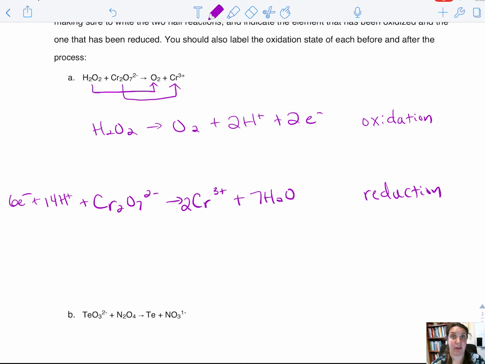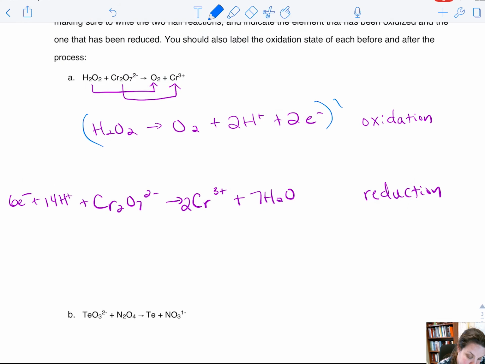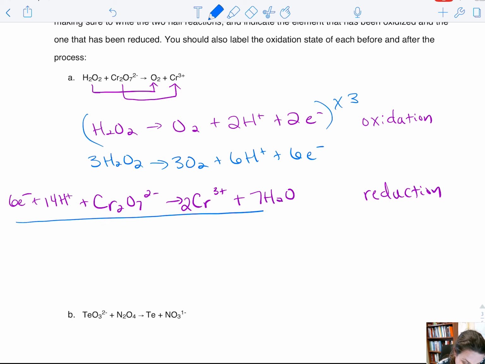Now that we've balanced out our elements and our charge, we're now going to balance the 2 reactions' electrons to each other. In the top reaction, we produce 2 electrons. On the bottom reaction, we consume 6 electrons. So we need to have these equal each other. So what we need to do is take this equation right here and multiply it by 3, giving us 3 H2O2 goes to 3O2 plus 6H plus 6 electrons. We don't need to do anything to the bottom equation because it's good. However, we are going to combine the 2 of them, this one plus this one.